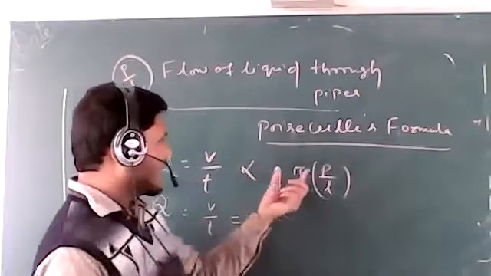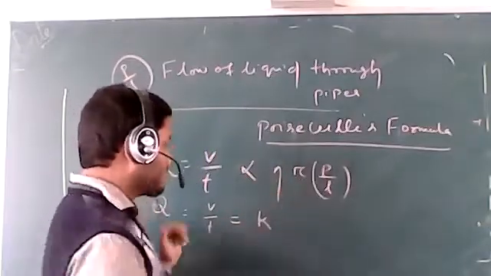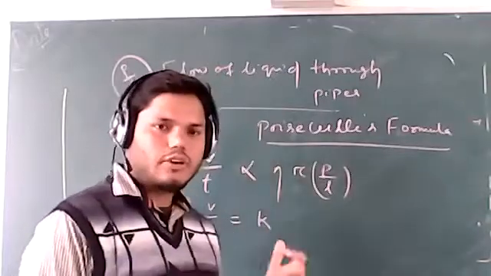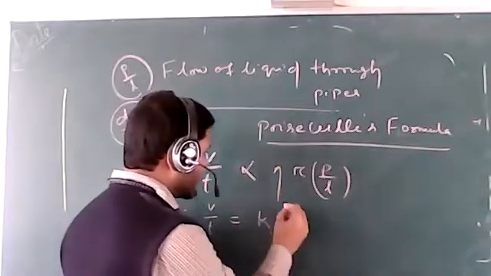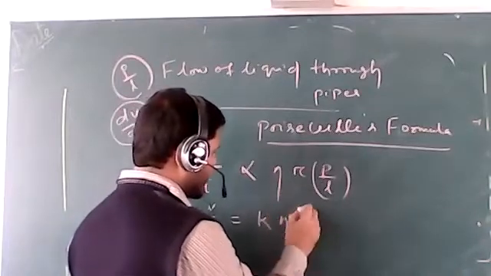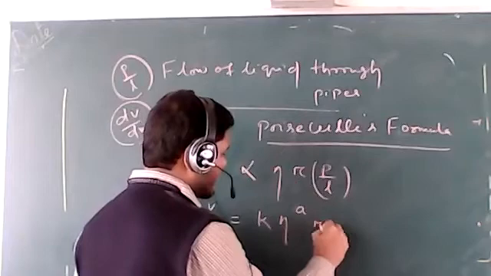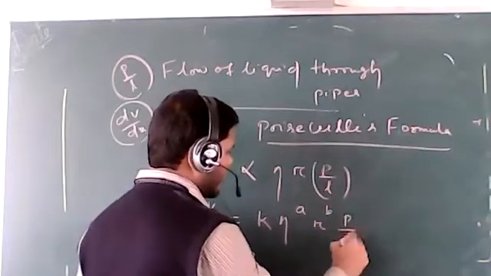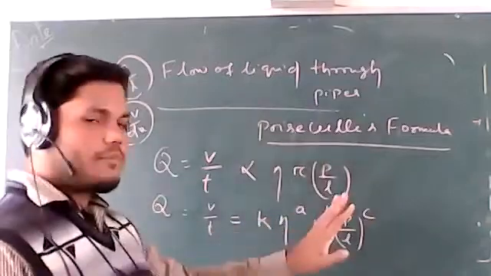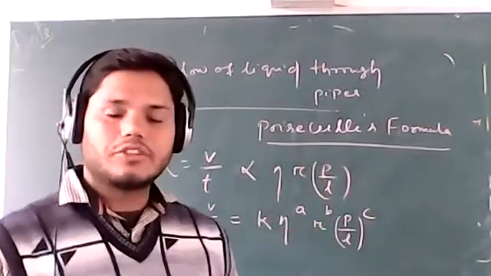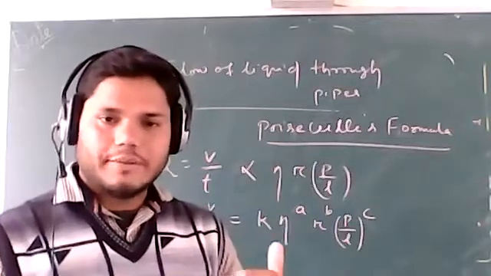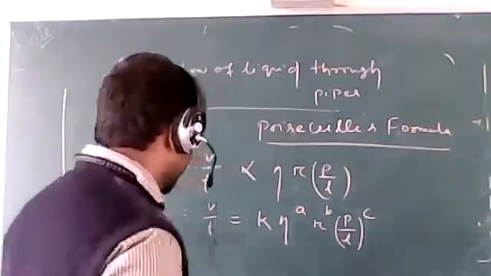If you want to find out the exact value of how much it depends, we have to derive the formula. So how can we derive the formula? k into eta to the power a, r to the power b, and P by L to the power c. We have to find out the values of a, b and c dimensionally. Then we can derive the formula also.